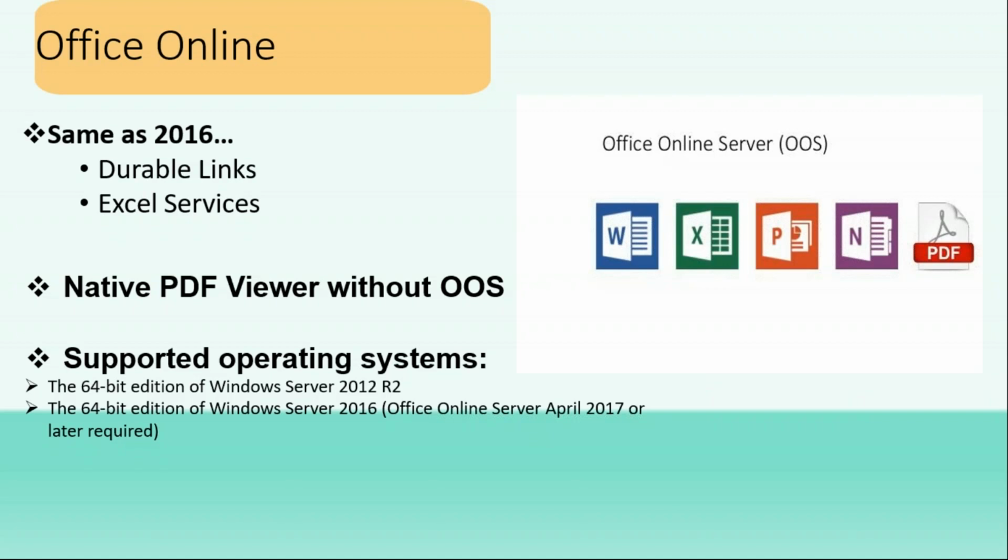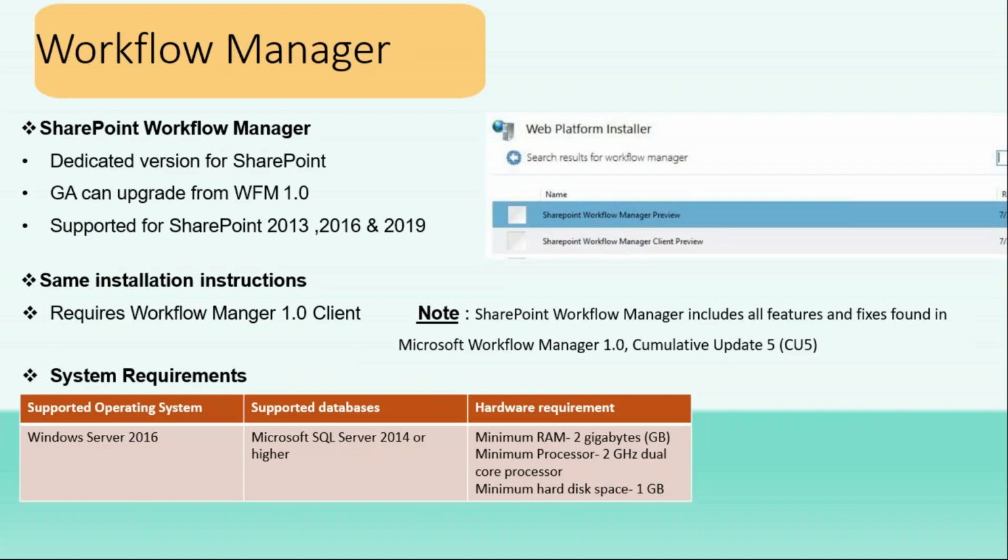Supporting operating systems for your Office Online Server, I've given that. The 64-bit edition of Windows Server 2012 R2 or the 64-bit edition of Windows Server 2016. Office Online Server April 2013 or later is required. So please make sure that you're sticking to that exact version, or else it's not going to be supported.